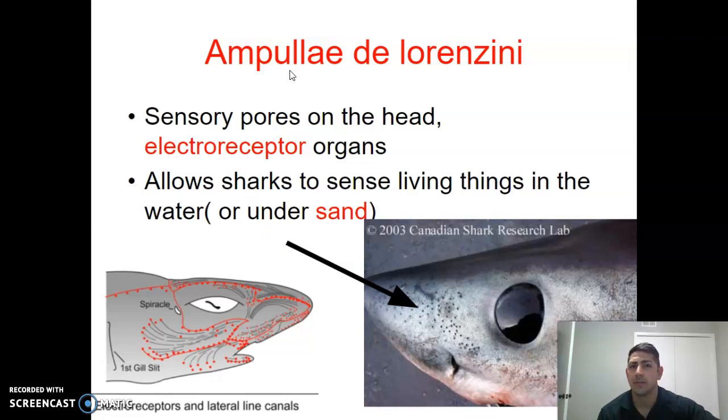Lorenzo Lorenzini, I believe he was an Italian, discovered these jelly-filled pockets, and he theorized that they were a sensory pore. And he was correct. This is probably about the 16th century. He was an anatomist, and he would just cut up different organisms and find out about their anatomy. He was a physician and ichthyologist as well.